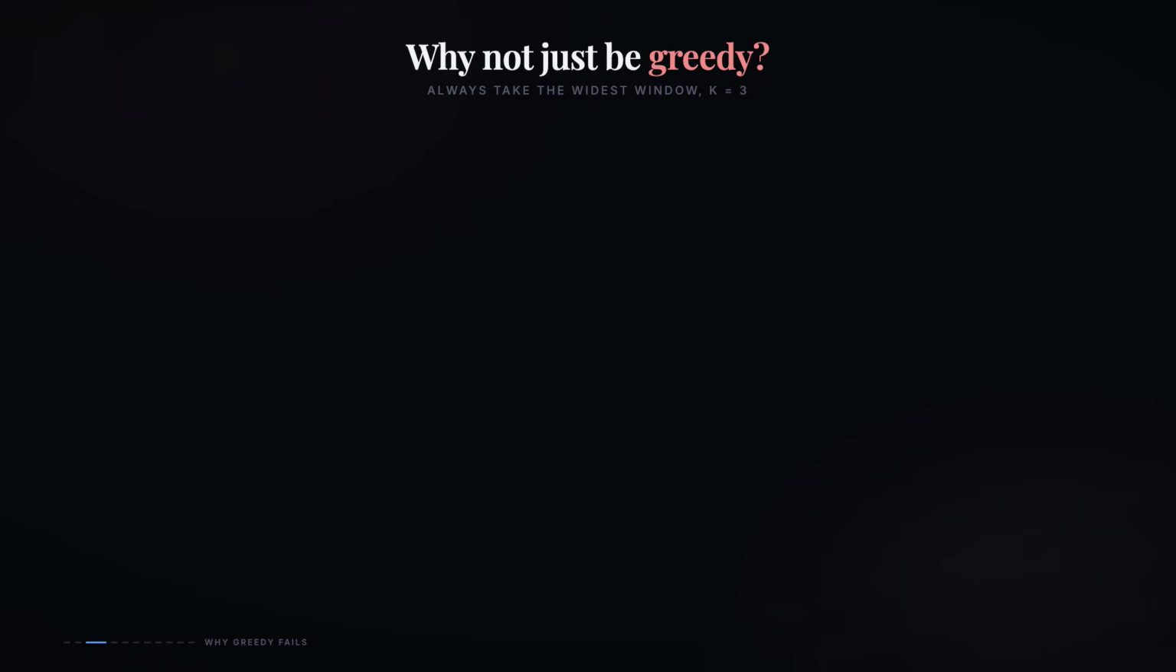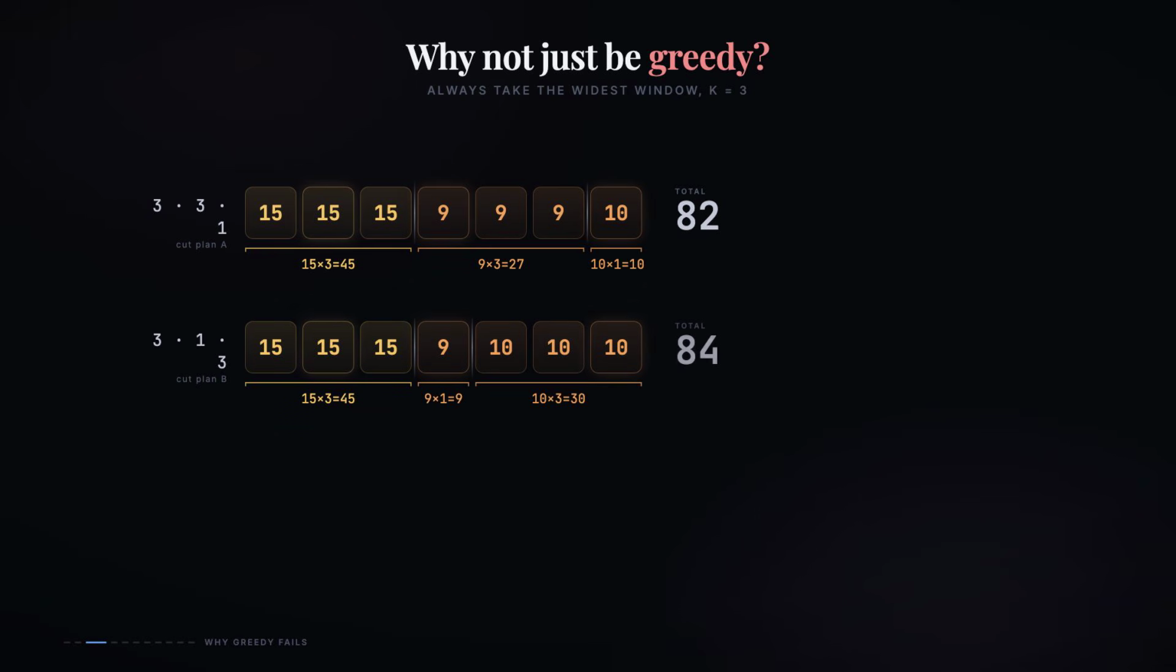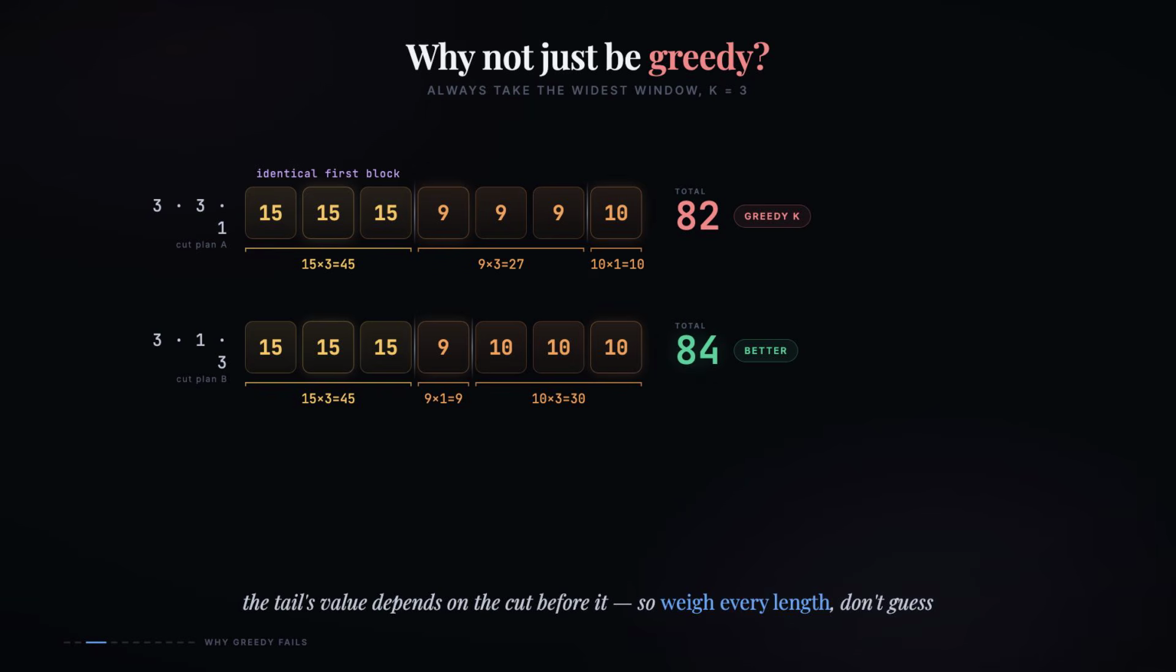So why not be greedy and always grab the widest window, k? Watch. Cut 3, 3, 1. 15 times 3 plus 9 times 3 plus 10, 82. Now cut 3, 1, 3: 45 plus 9 plus 30, 84. Same first block, different tail. Local choices interact, so we have to weigh all of them. That is exactly what dynamic programming does for us.